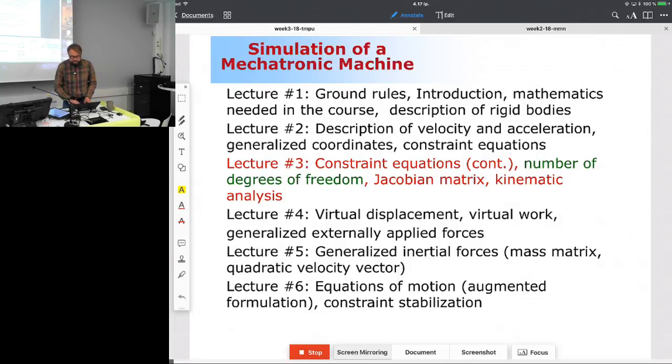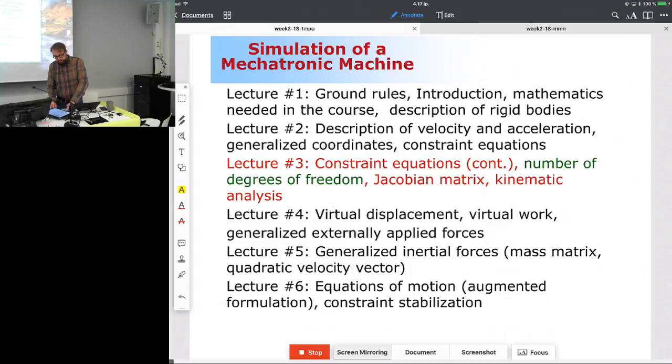the final thing is this one here. So I need to change the view. Simulation of a mechatronic machine, lecture number 3. Are you guys ready? Good. So what will happen today is mentioned here.